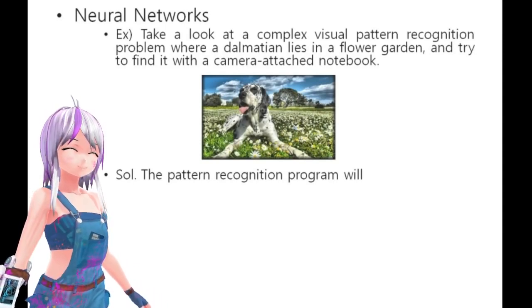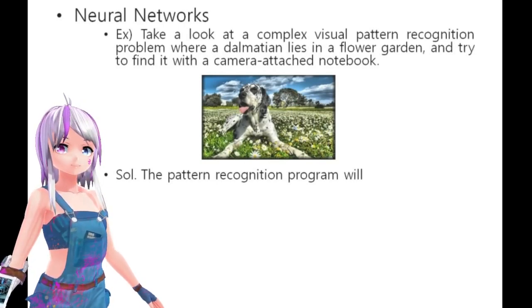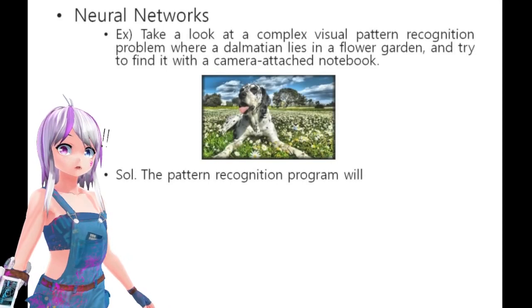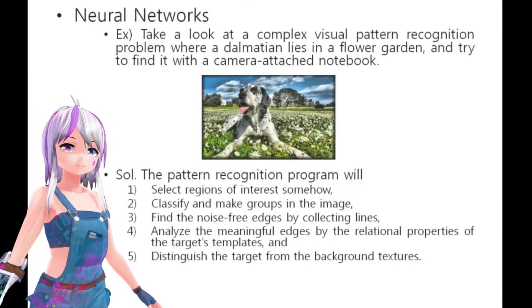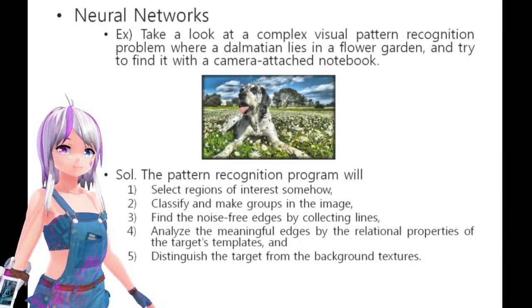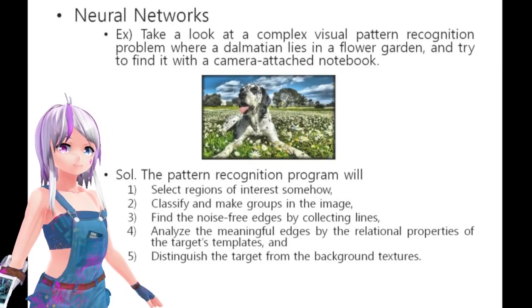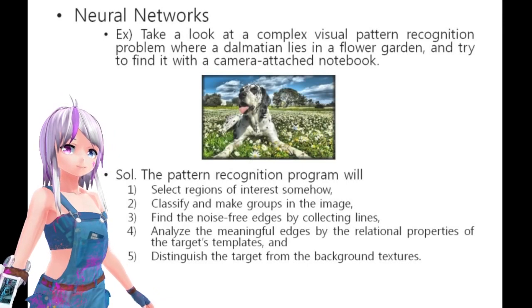So how can you know which one is the dalmatian? As a human, you know, but the computer will not recognize where it is or what it is. So the solution in this pattern recognition program will first select regions of interest somehow, and second, classify and make groups in the image. That means we are going to have some kind of segmentation problem, blob.